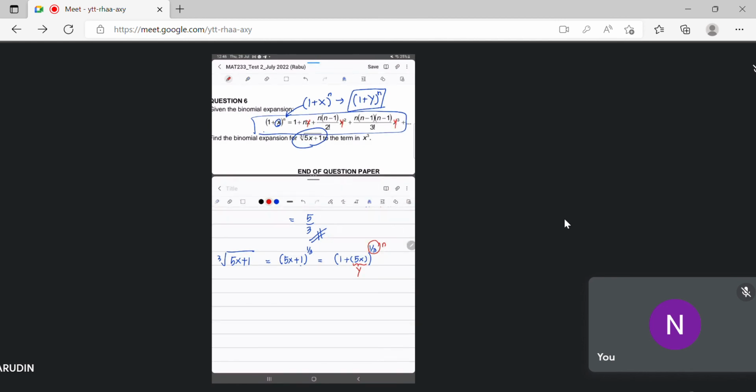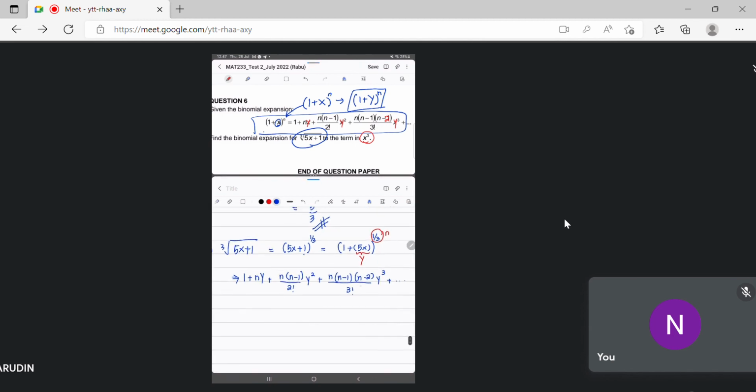So, apa sahaja nilai Y tu kita perlu masukkan dalam ni. Okay, so masukkanlah dalam formula dia. So, equal to 1 plus N Y plus N N minus 1 over 2 factorial Y squared plus N N minus 1 N minus 2 over 3 factorial Y cube plus dot dot dot. The question only asks you up to term X cube.